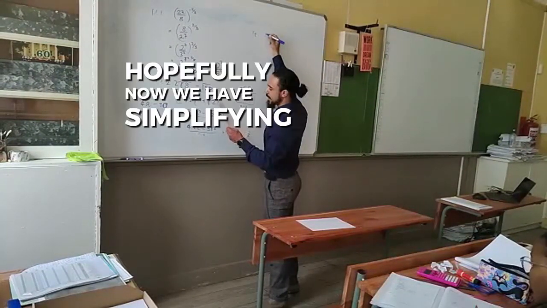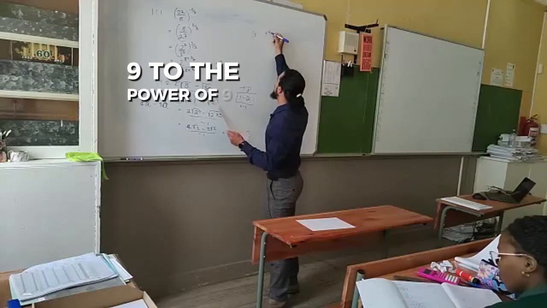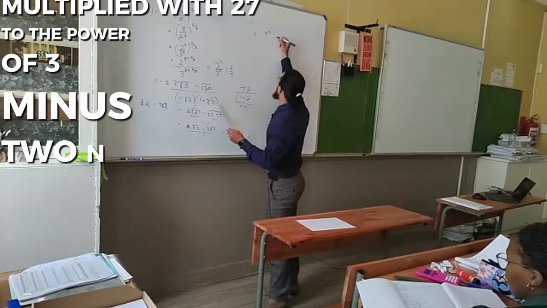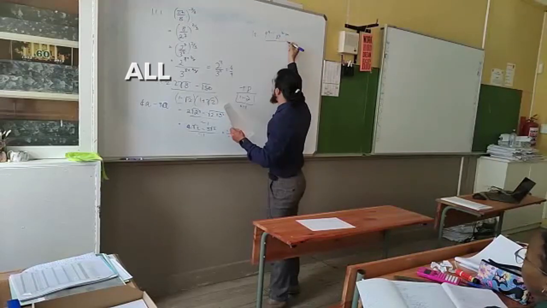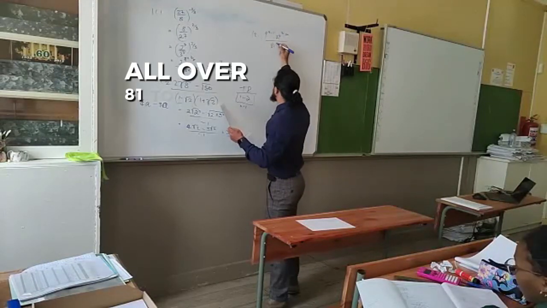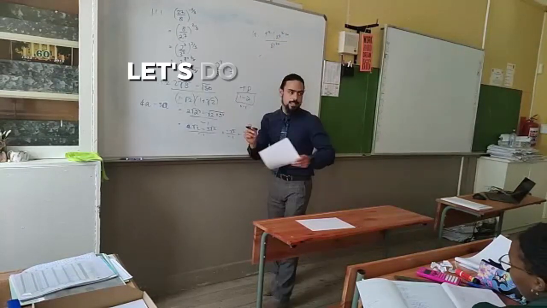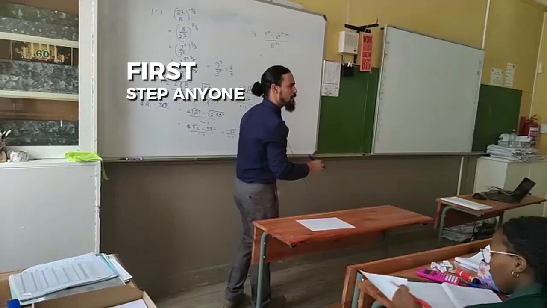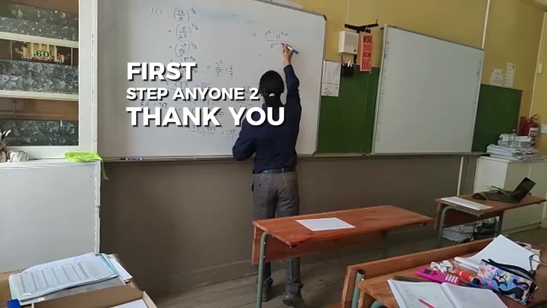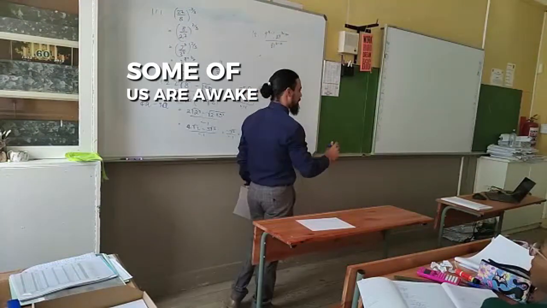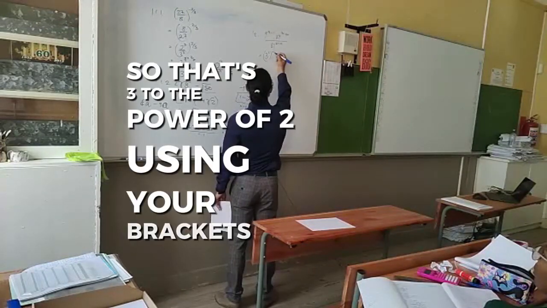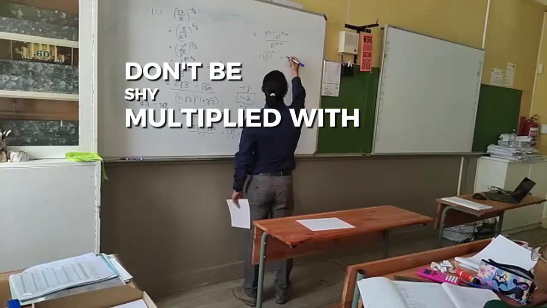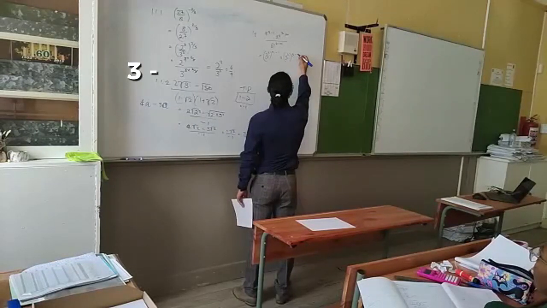Now we have simplifying 9 to the power of 9 minus 1 multiplied with 27 to the power of 3 minus 2n, all over 81 to the power of 2n. Let's do the equation here. First step, anyone? 2. Thank you. Some of us are awake. Remember, we're going to prime factorize, so that's 3 to the power of 2. Use your brackets, don't be shy. Multiplied with 3 to the power of 3 minus 2n.